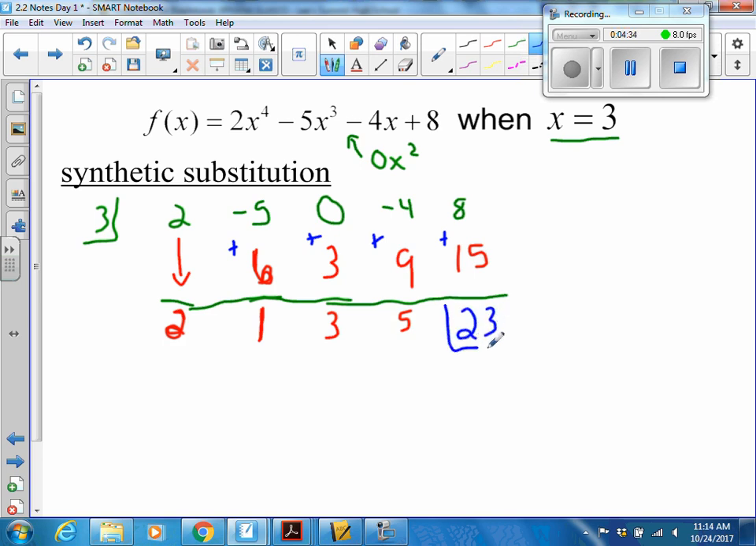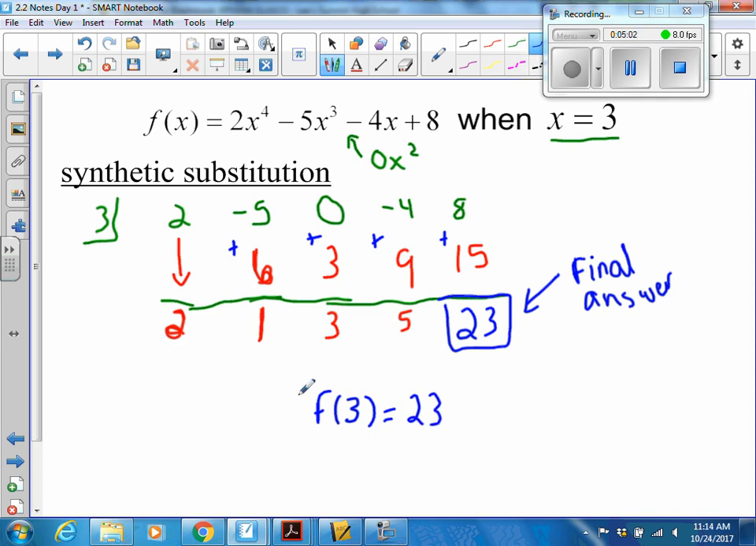Now, the last number you get is actually going to be your final answer. So here, if we plugged our x equals 3 into our function, we should get 23 as our final answer. So to write this out, we have f of 3 equals 23. And here's our solution. There you go. So whatever you get at the very end after you've added the last two numbers will always be your final answer when you use synthetic substitution.